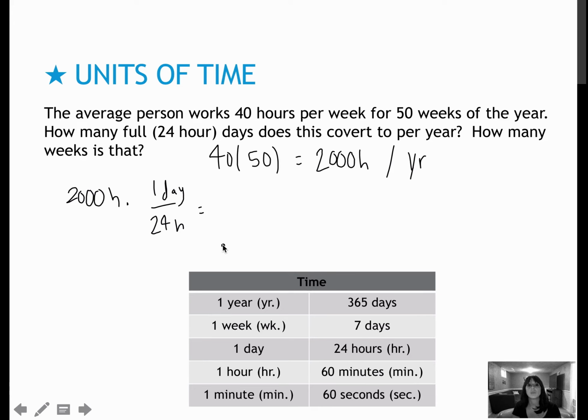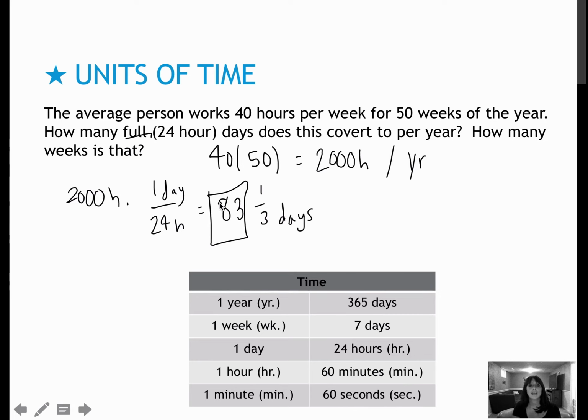then I'm going to multiply 2,000 times 1 and divide it by 24. And what I'm left with is 83 1/3 days. So 83 and 1/3 days. So that says how many full 24-hour days. So full 24-hour days, 83. To answer that question, how many full 24-hour days is 83 full days in a row?